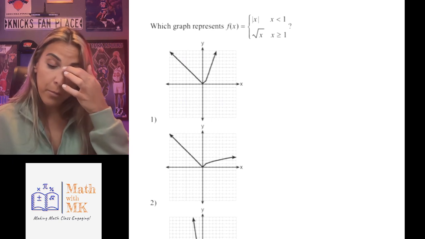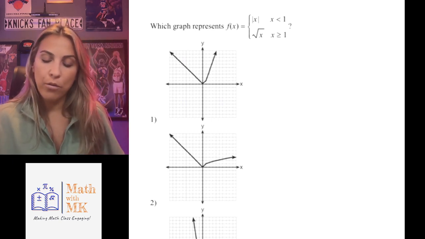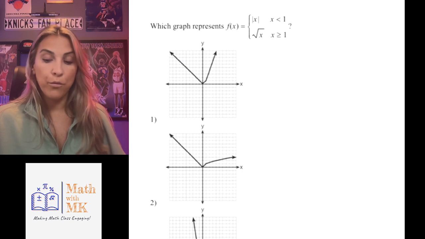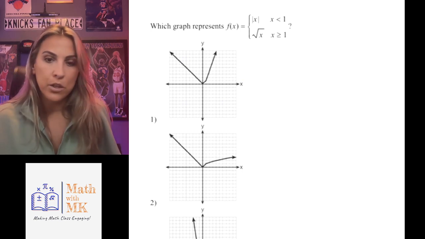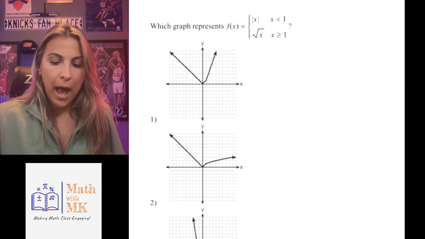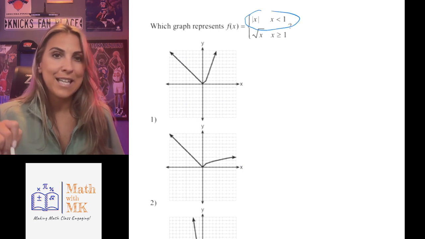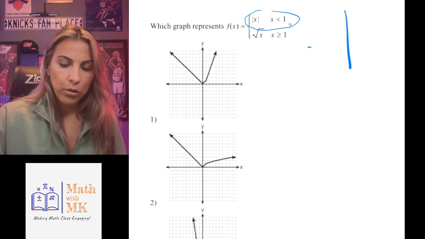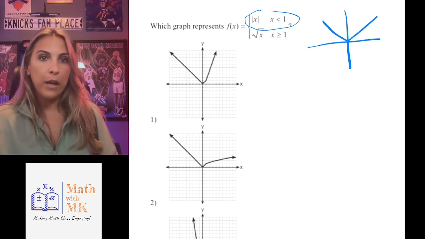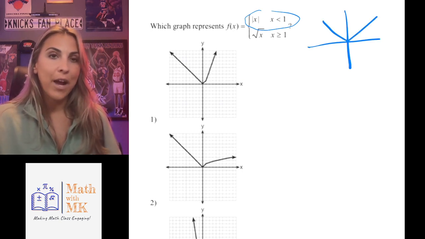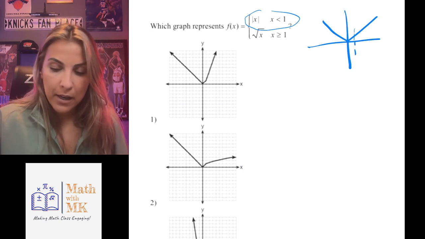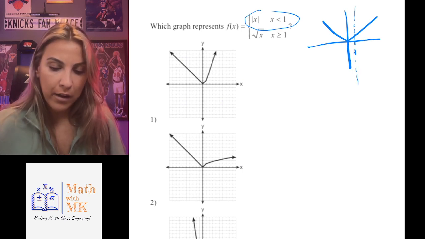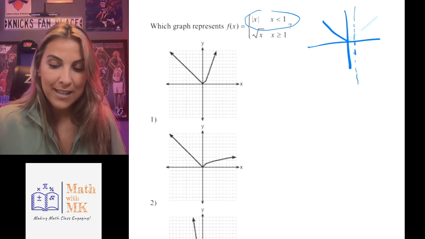All right, which graph represents f of x equals the absolute value of x when x is less than 1, or the square root of x when x is greater than or equal to 1? So you have your graphing calculator, or you can just plug in some values, or you already know what these graphs look like. But we know that we want to graph the absolute value of x when x is less than 1. So absolute value, we know graphs as a V, right? But we only want to see that graph when x is less than 1. So if I picture, say this is a 1 here, I'm going to kind of picture it like I'm cutting it off after that.